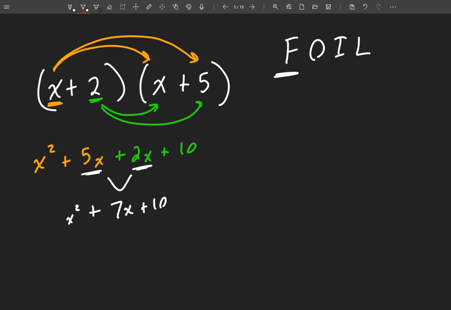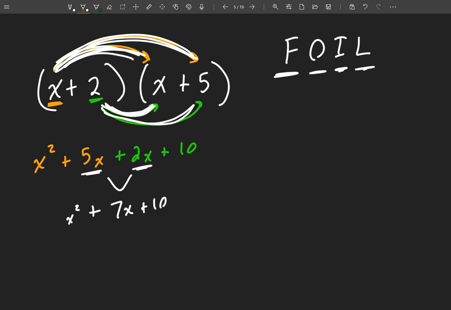But what this means is taking the first of each grouping, so x times x, that's the first, right? And then the outside, which is the first and the last one, right? That's the outside terms, the x and the 5. And then I means inside, so we're multiplying the inside two, that's 2 and x. And then the last, that means the last two pieces of each. So that's 2 times 5, and that gives you 10.